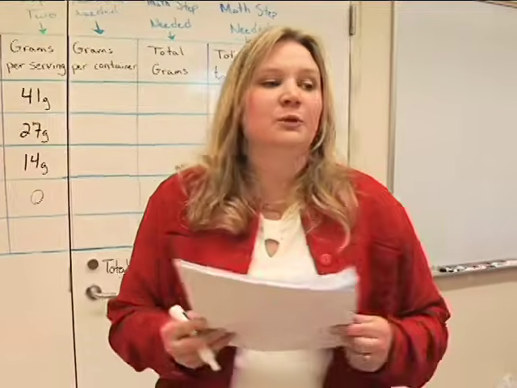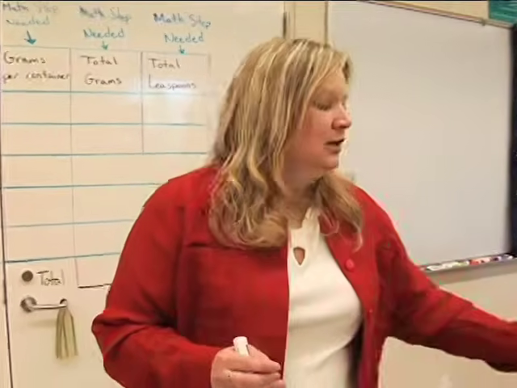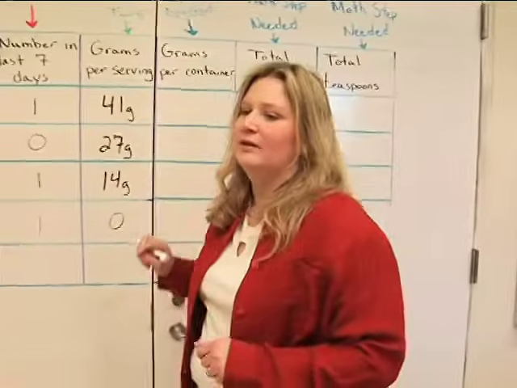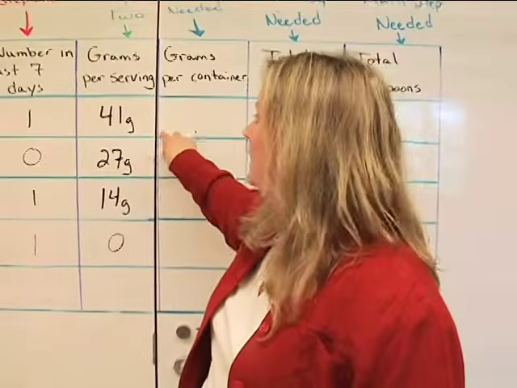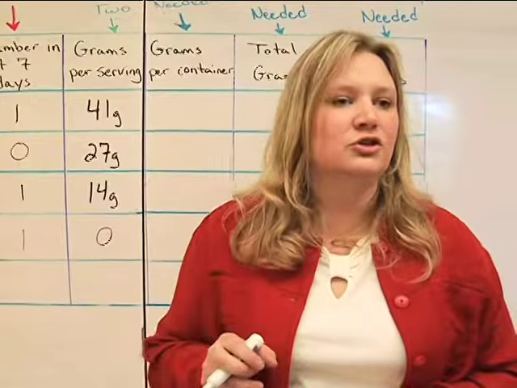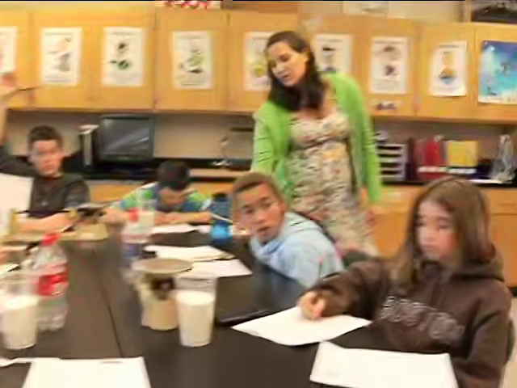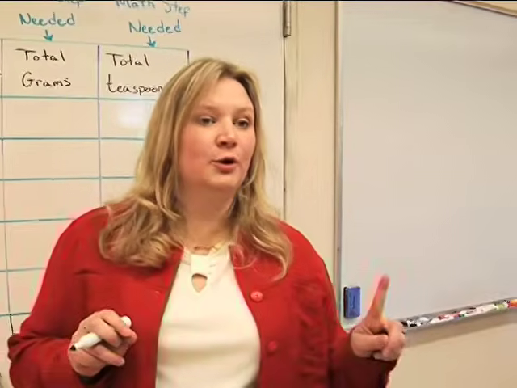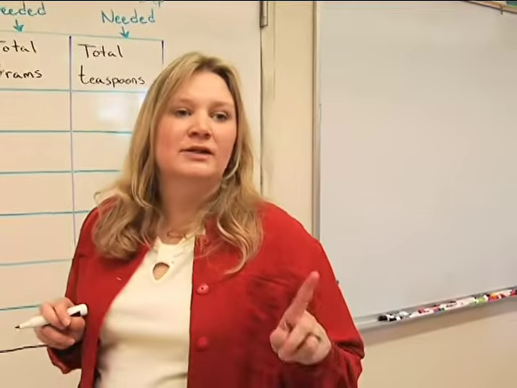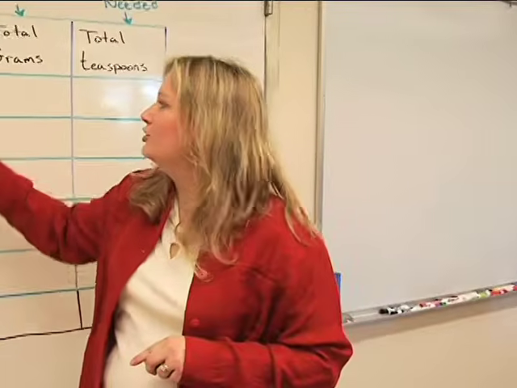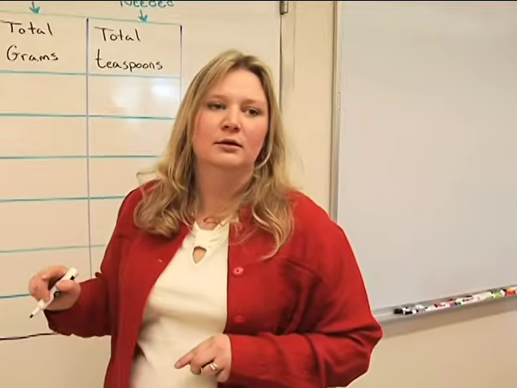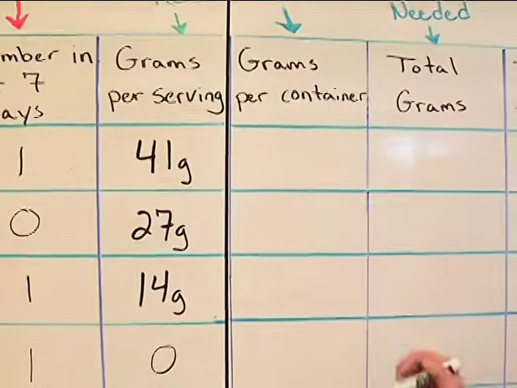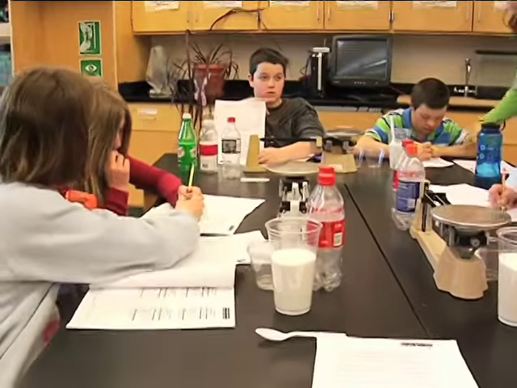So we're going to do some multiplication. In the 20-ounce soda can, how many servings are in that? The 12-ounce soda, how many servings are in the 12-ounce soda? Jeff? One per can. There's 1 serving per can. So what would our total amount be? What would our total grams per container be? We're multiplying by 1. 41. 41. Okay, so that was pretty easy math.